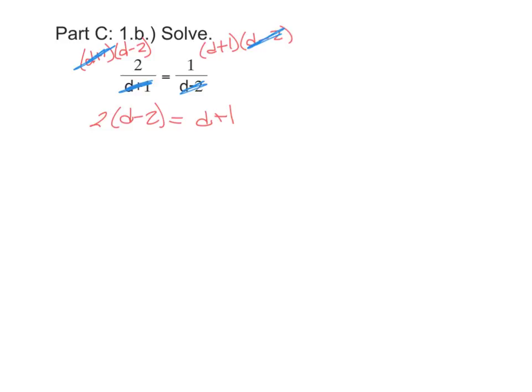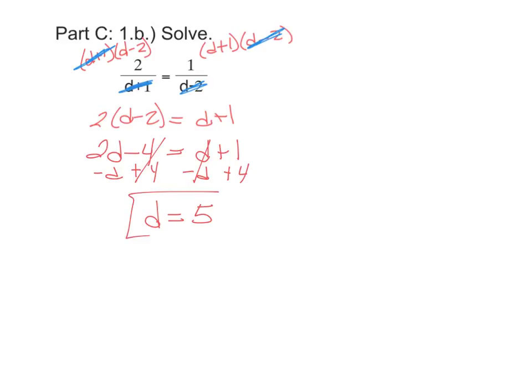So we're just going to solve it like a regular old simple linear equation. I'm going to distribute the 2, have 2d minus 4 equals d plus 1. Get all the d's on one side, I'm going to subtract that. And at the same time I'll add 4 to get that constant term on the other side. 2d minus d is d, 1 plus 4 is 5, and I'm done.